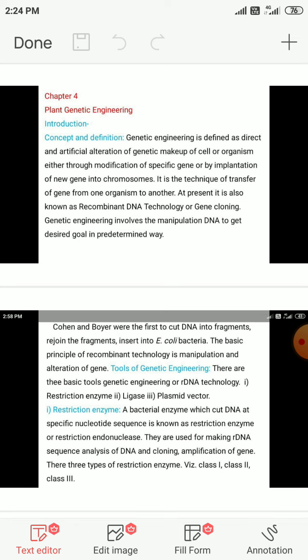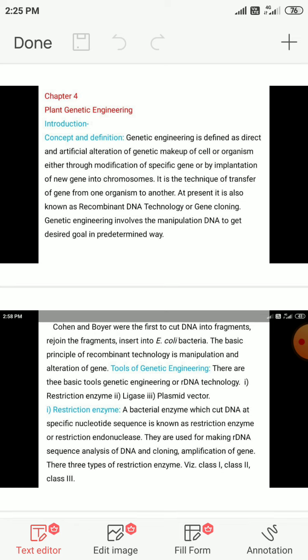It is the technique of transfer of a gene from one organism to another. At present, it is also known as recombinant DNA technology or gene cloning. Genetic engineering involves the manipulation of DNA to get the desired goal in a predetermined way. What we exactly want, we can directly change the total makeup of that organism.